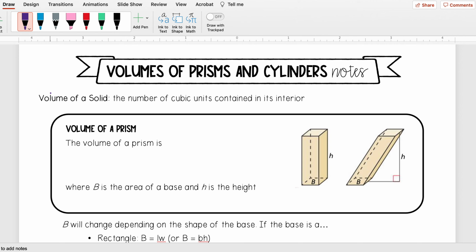So first, just for some vocabulary, when I'm talking about the volume of a solid, that is referring to the number of cubic units contained in its interior. So we've done area, and that's the number of square units. Now for volume, we're going to actually have a solid, a 3D figure, and we're basically talking about how much space is inside of it.